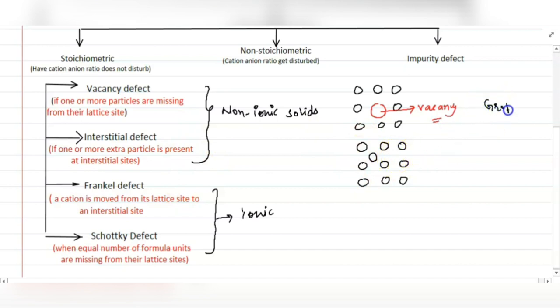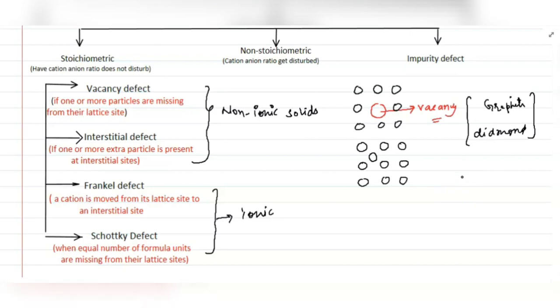Both the defects are shown by non-ionic solids like graphite. You can say graphite does not have ions, like diamond. Any solid which does not contain ions can show vacancy and interstitial defects. Both defects arise due to quick cooling of the crystal. If you are cooling a particular crystal very quickly, then it will show an interstitial defect or a vacancy defect.